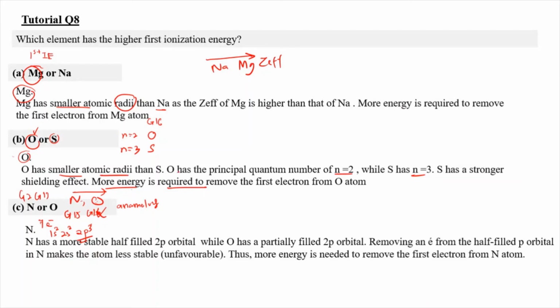N has a more stable half-filled 2p orbital, which is, as mentioned, 2p3, while oxygen has a partially filled 2p orbital, which is 2p4 if you were to count that. So removing an electron from the half-filled p orbital in nitrogen makes the atom less stable, which is an unfavorable process. Thus, more energy is needed to remove the first electron from the nitrogen atom. Alright, so that's all for question 8.